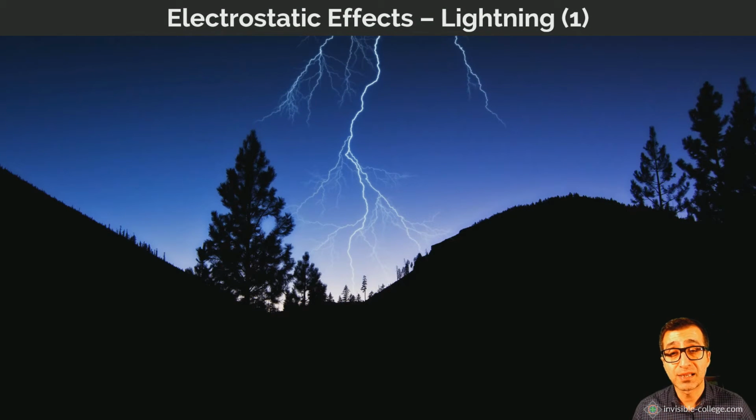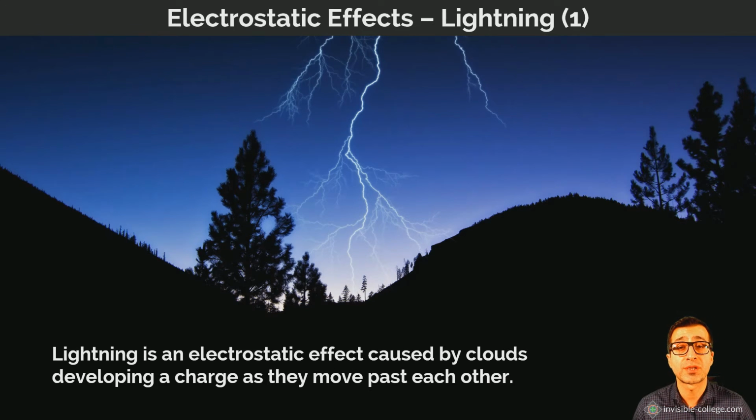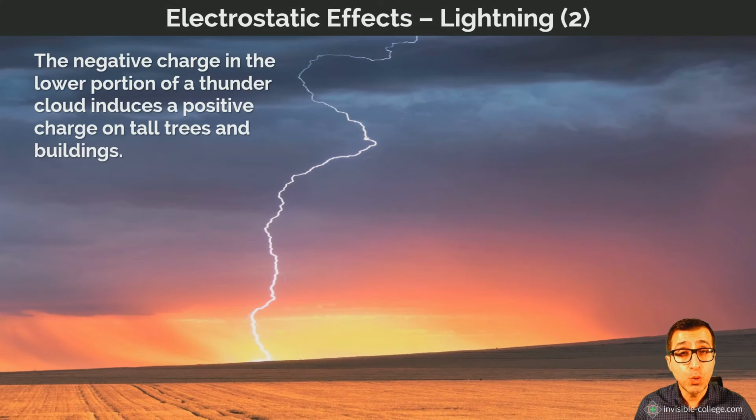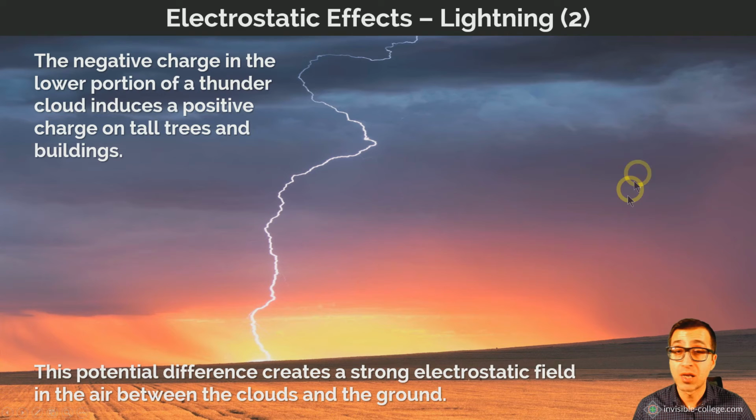We can also explain lightning in a similar fashion. Lightning is an electrostatic effect which is caused by clouds developing a charge as they move past each other. The negative charge in the lower portion of a thundercloud induces a positive charge on tall trees and the tops of buildings. Now the potential difference, the voltage created between those 2 points, causes an electrostatic discharge down to the earth, which we see as a lightning bolt.